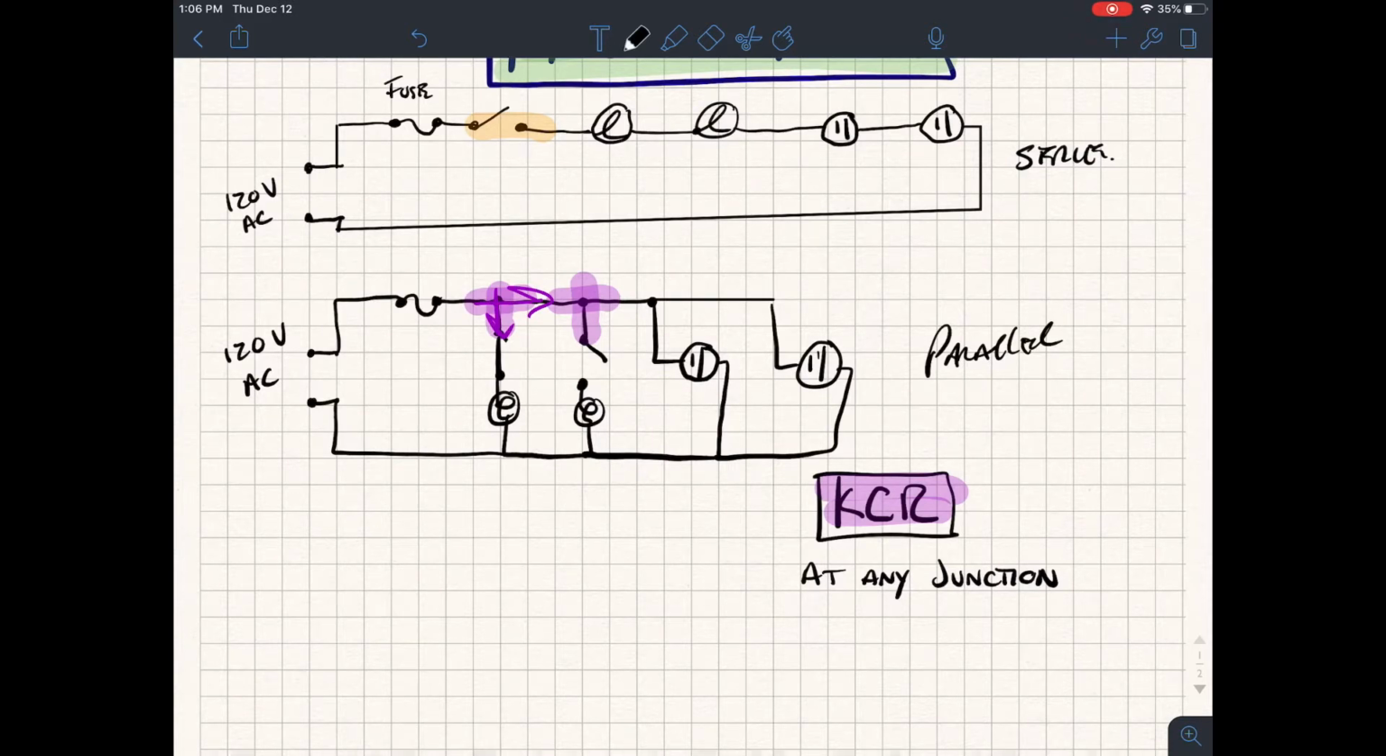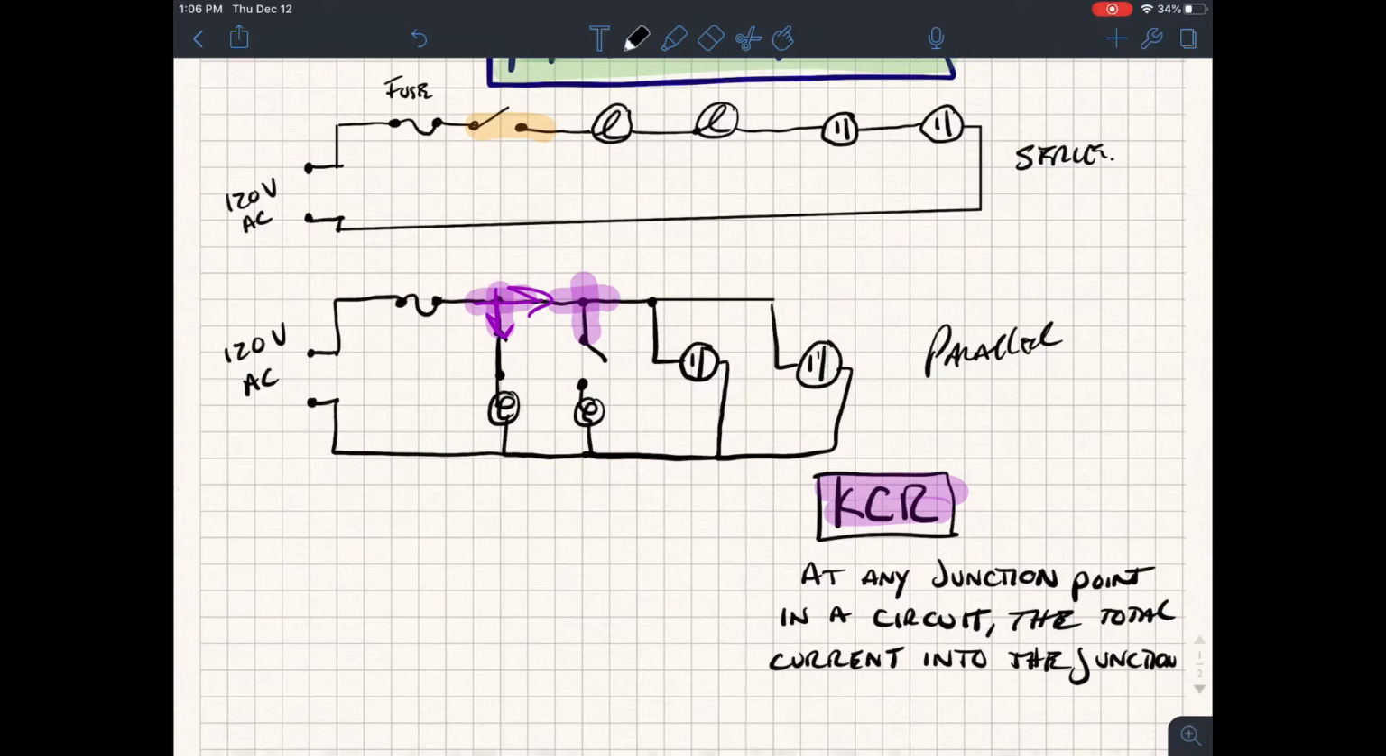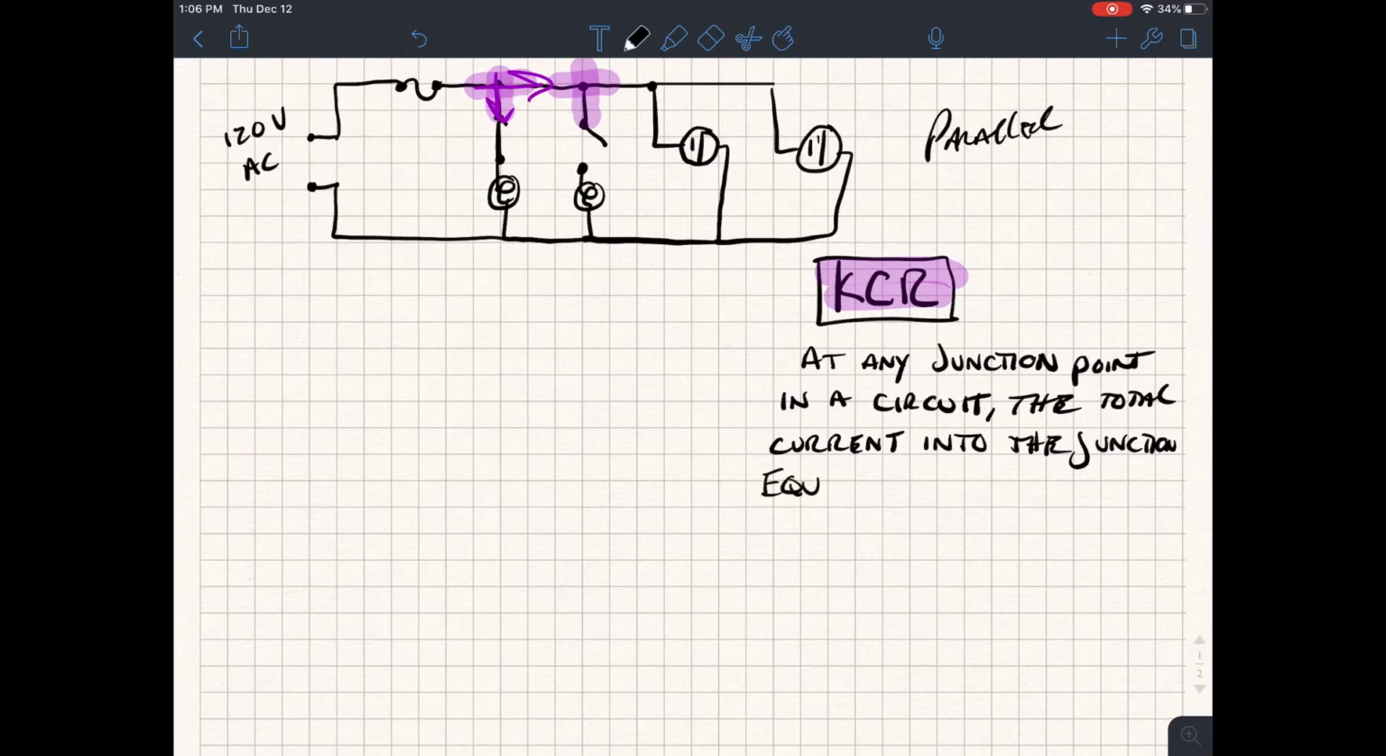At any junction point in a circuit, the total current going into the junction equals the total current out of the junction. There we go, Kirchhoff's current rule.